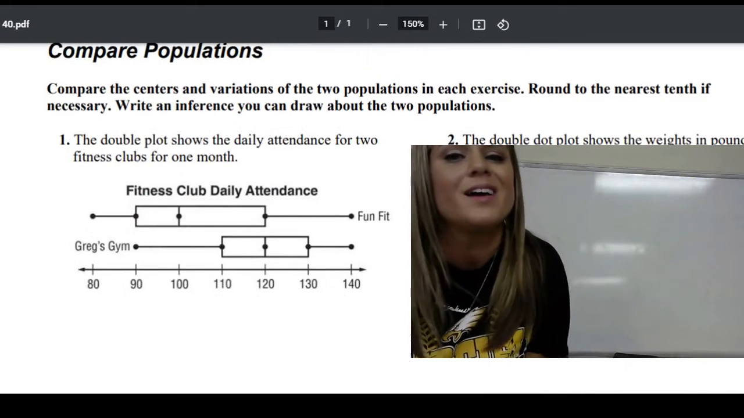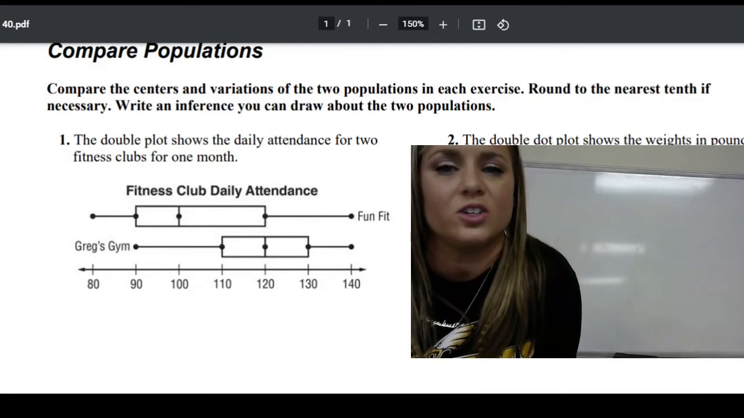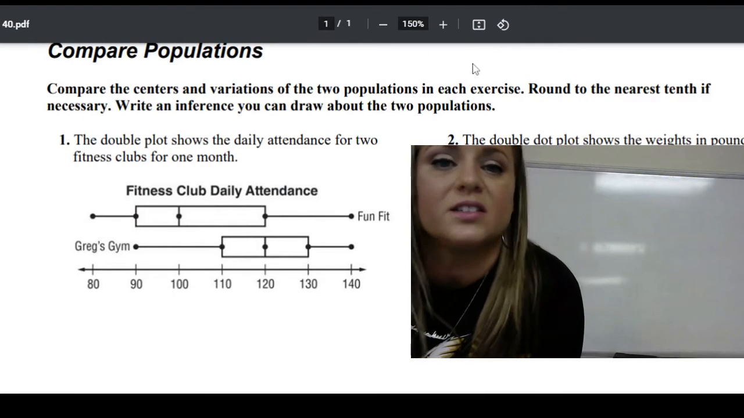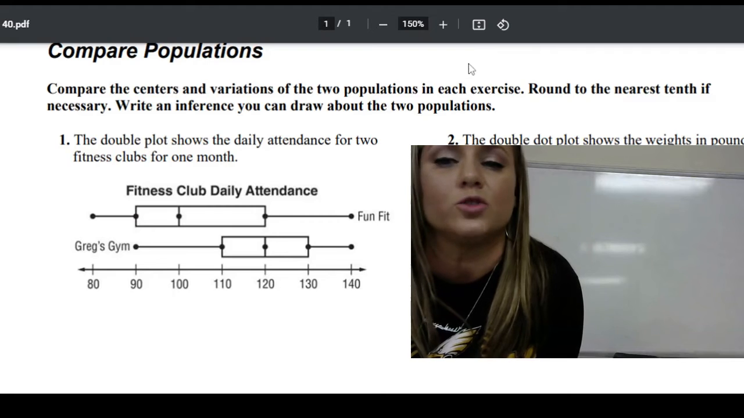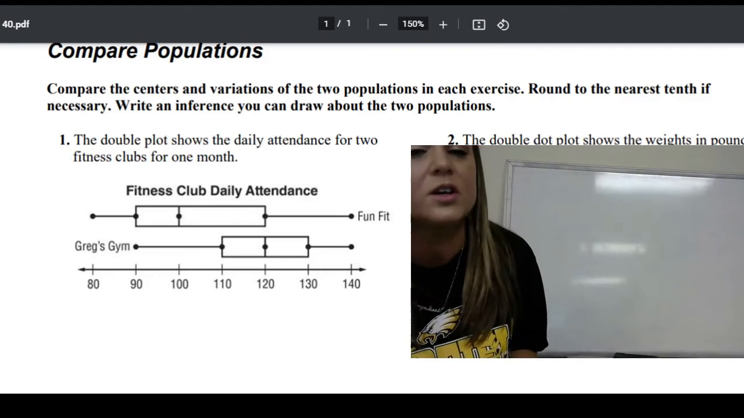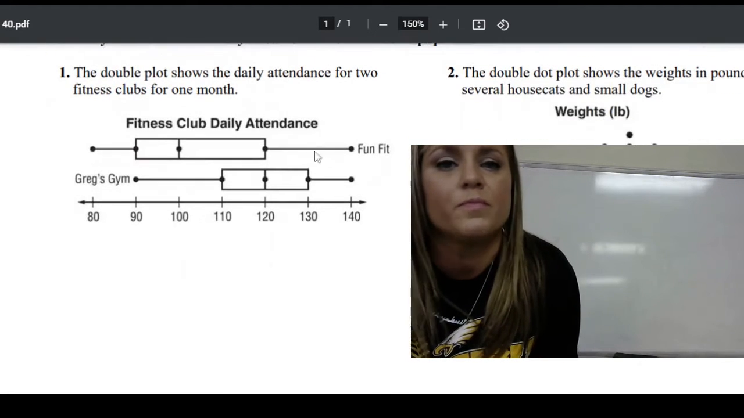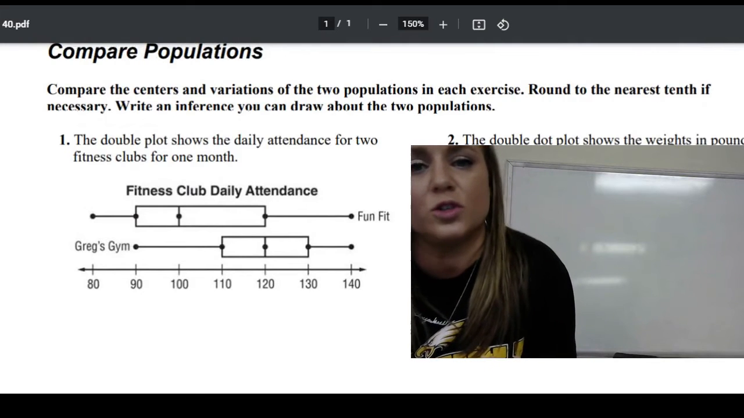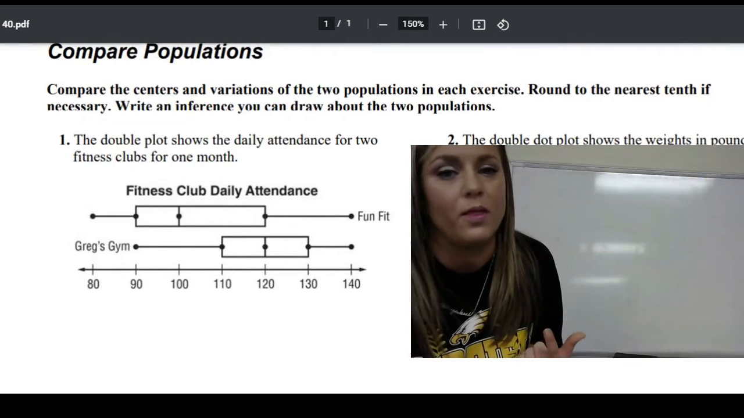So we're going to compare the centers and variation of two populations in each exercise. We're going to round to the nearest tenth if necessary, and we're going to write an inference that we can draw about the two different populations. So let's look at number 1 right now. The double plot shows the daily attendance for 2 fitness clubs for 1 month, okay?